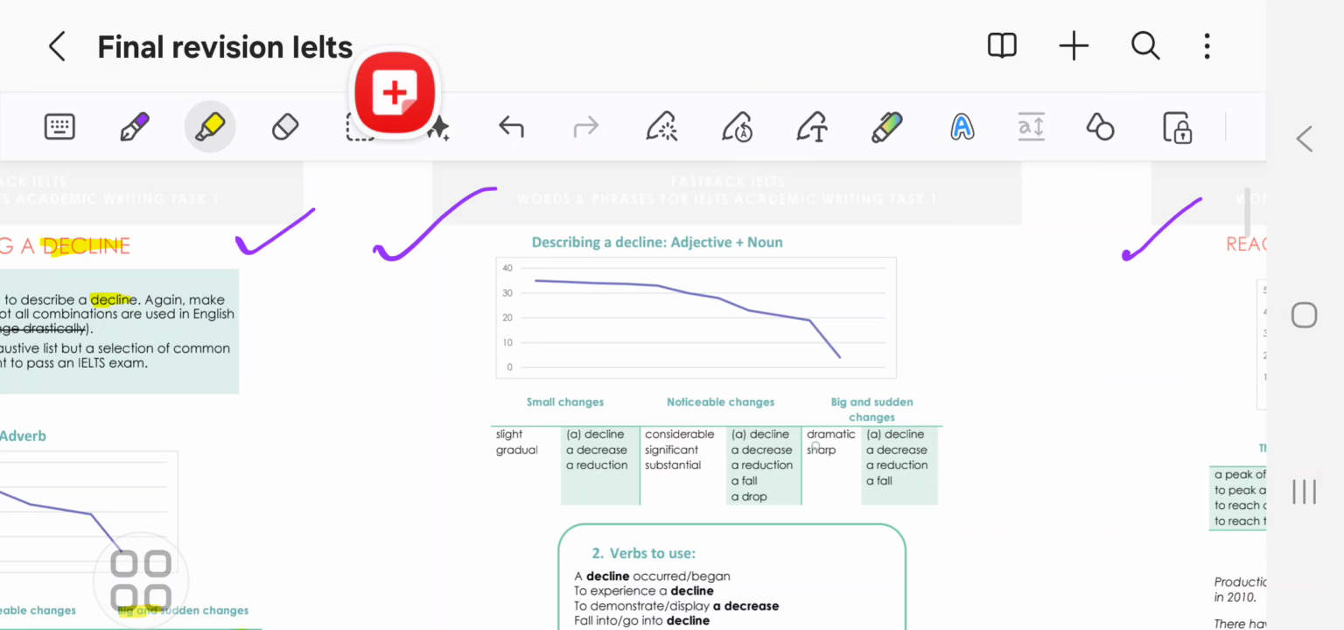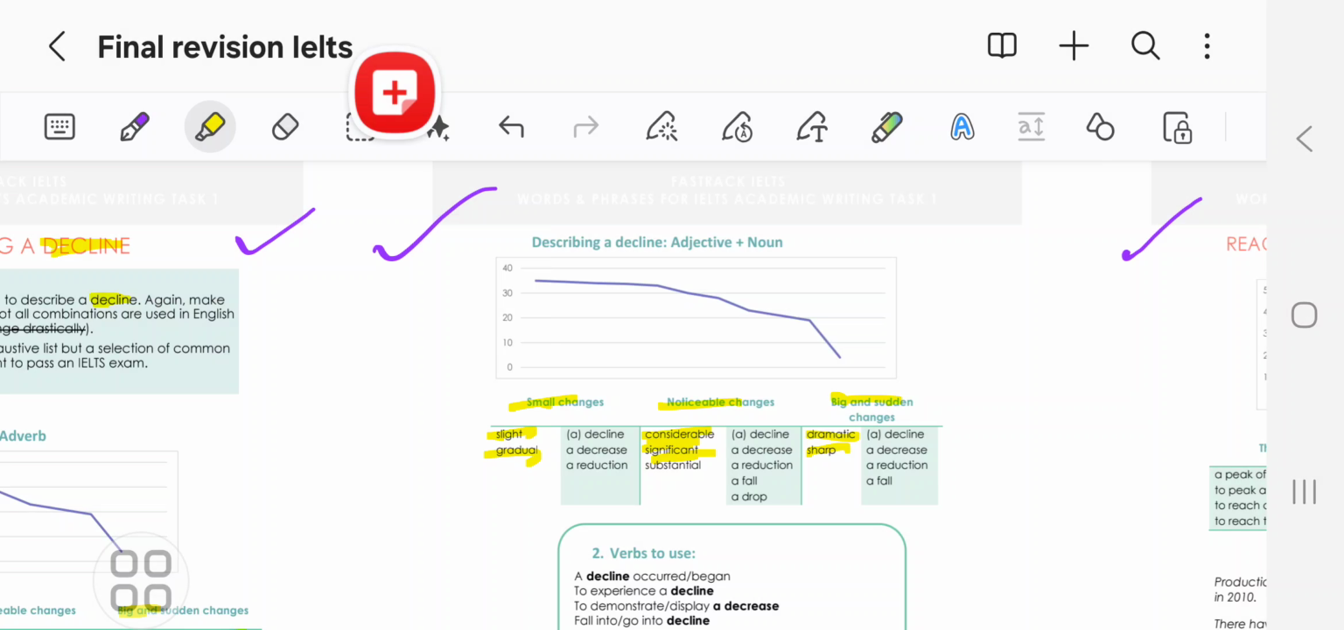So again, dramatic and sharp are for a big sudden change. A noticeable change is considerable, significant, substantial. A small change is slight and gradual. So just revise some words which we already know. Although is for within a sentence, and there is no comma in that. However is between two different sentences. However normally comes after a full stop, and you have to put a comma after however.